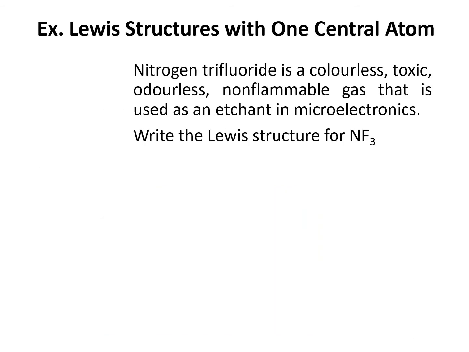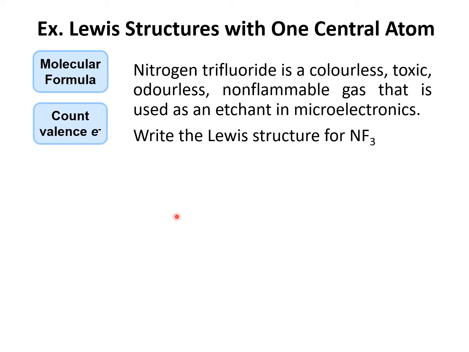In this example, we are asked to write the Lewis structure for NF3, or nitrogen trifluoride, which is a colorless, toxic, odorless, and non-flammable gas that is used as an etchant in the microelectronics industry. Now, in order to write the Lewis structure, we'll have to start with, number 1, the molecular formula for the compound, in this case NF3. From the molecular formula, we will have to count the number of valence electrons in the molecule.